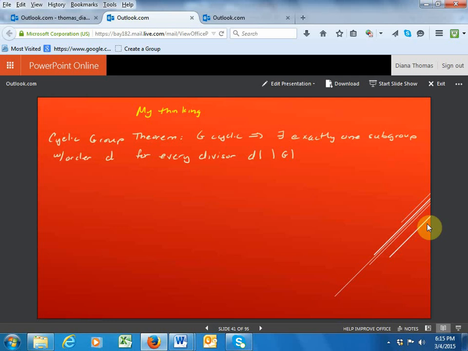So yes, of course, you could do that. But Lagrange's theorem for cyclic groups tells you that you're only going to have one subgroup of that particular divisor. Right? You're only going to have one subgroup of that divisor. So you're really taking H and H in that case.